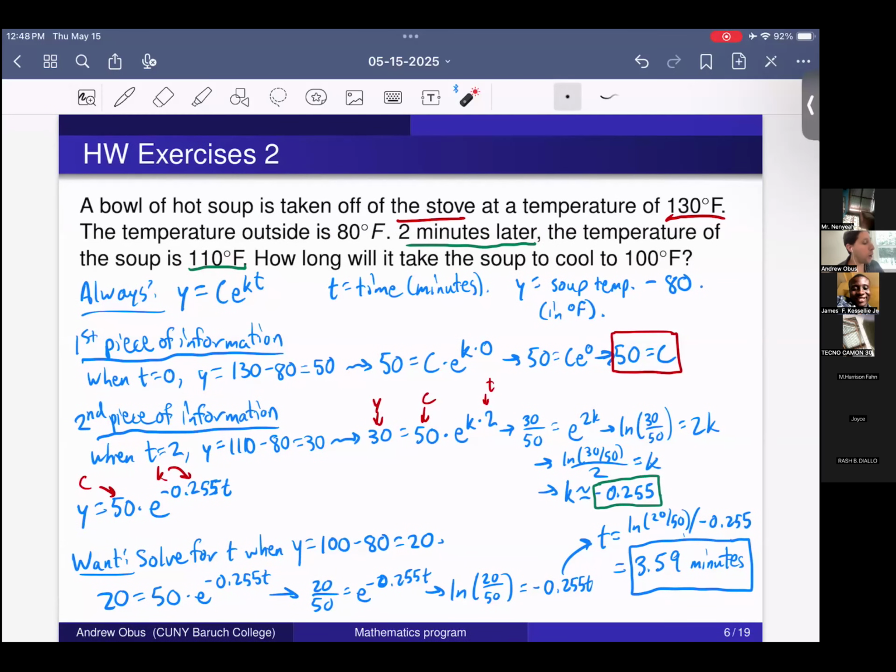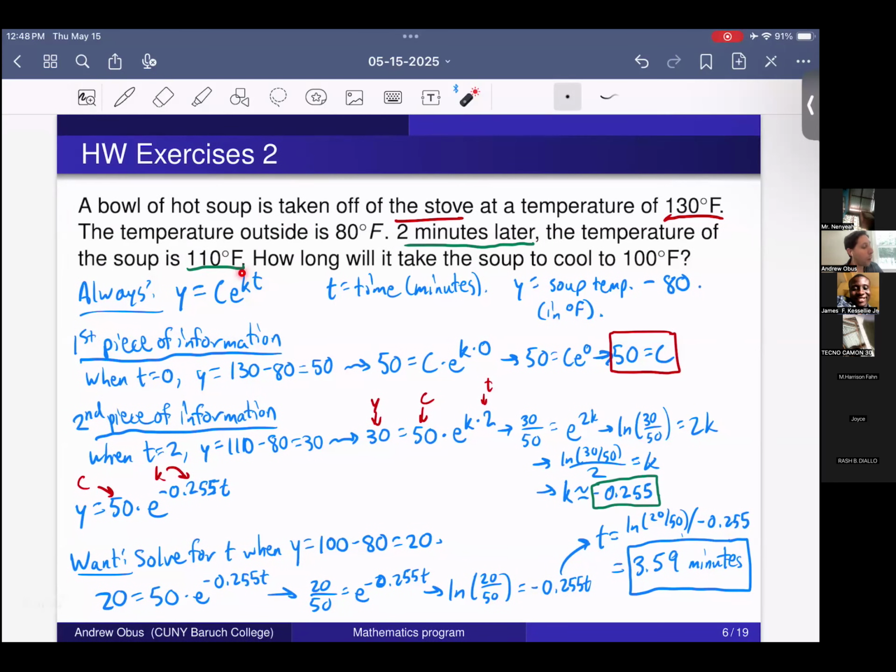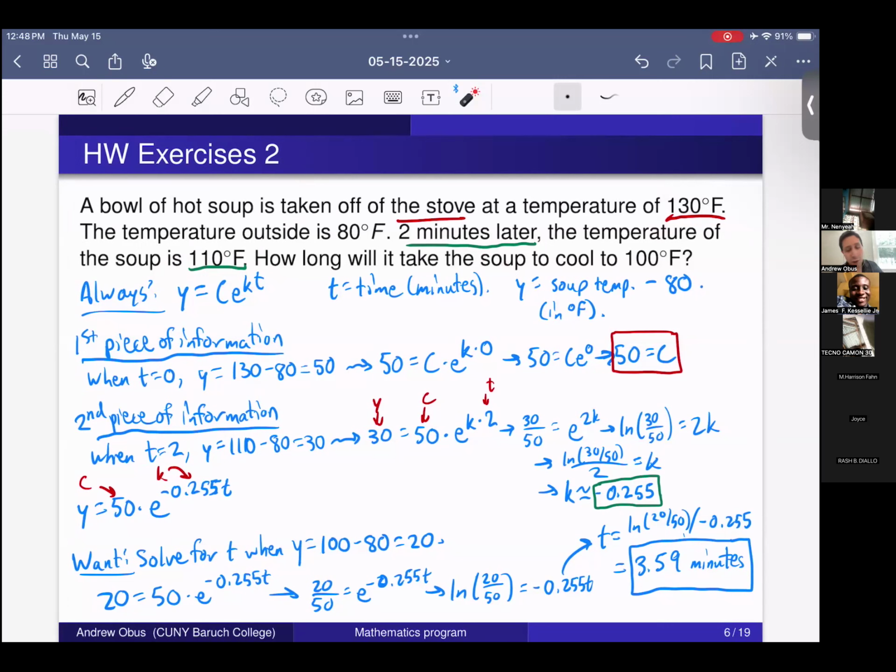So we don't know it. We always just know that the equation looks like this, but the constant is going to depend on the substance. So it depends on what kind of soup you have, right? If it's a really thick soup versus a watery soup, then the constant might be higher or lower. So the only way you can know what the constant is is by using the information that you're given in the problem. So here we have this second piece of information, which is that 2 minutes later, the soup cools to 110 degrees, right?